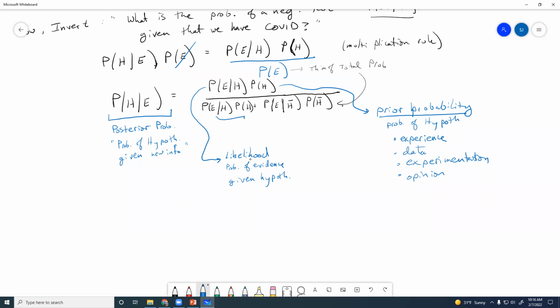And then finally, this whole thing down here is the probability of our evidence, or total probability of the evidence. This does not equal 1, right? It's just the probability of having a negative test. So if you're dividing by 1, that doesn't mean anything. So this is taking all the possible outcomes of the evidence.